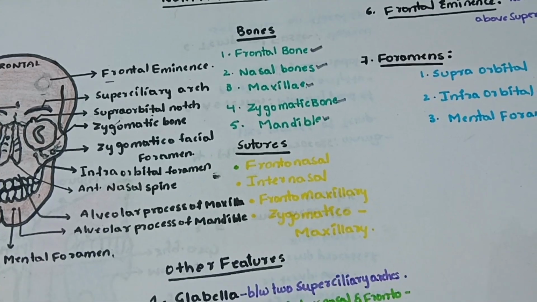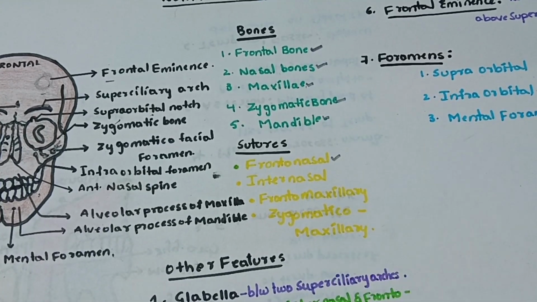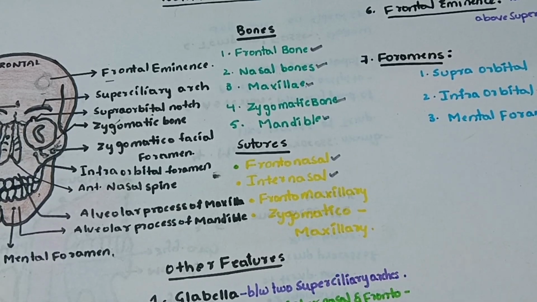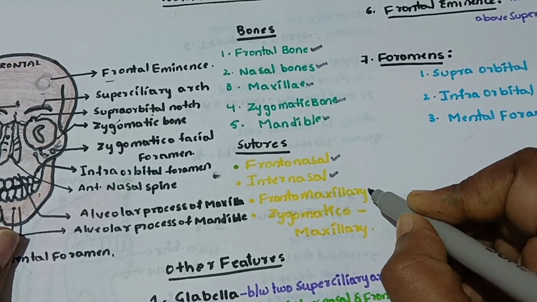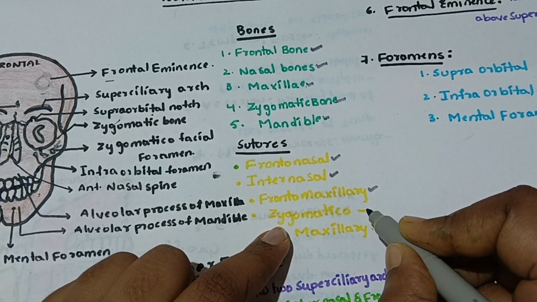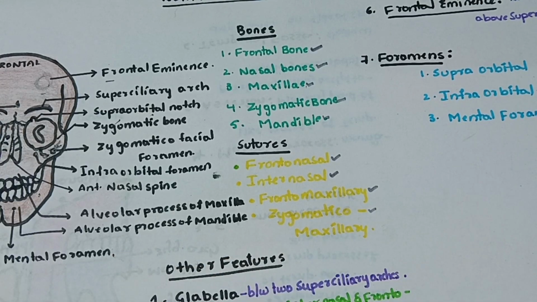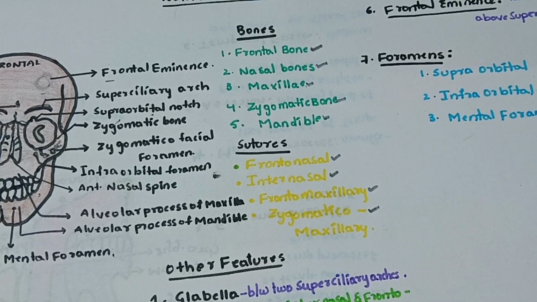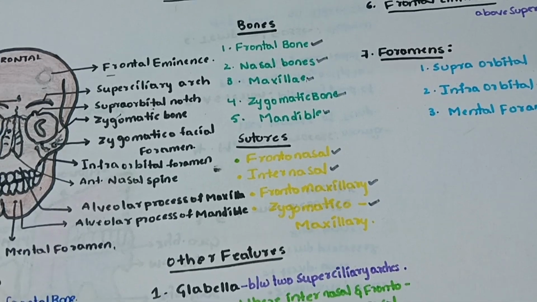Now, what are the sutures? I said frontonasal, where the frontal bone meets the nasal bones. Internasal, where the two nasal bones meet. Frontomaxillary, where the frontal process meets the maxillary process. And zygomatico-maxillary, where the zygomatic process meets the maxillary bone. These are the main sutures of the norma frontalis. What are the other features?